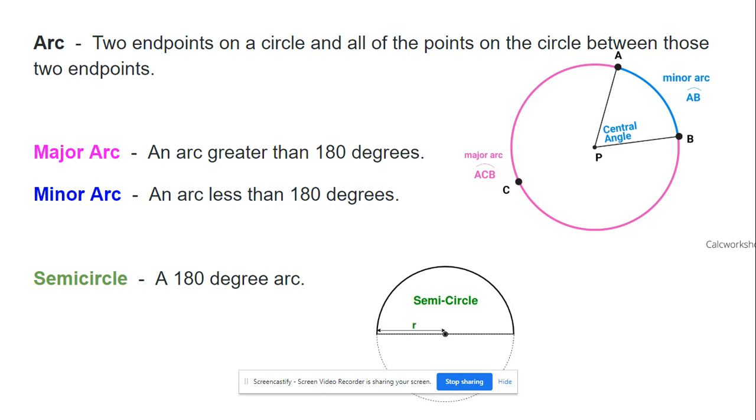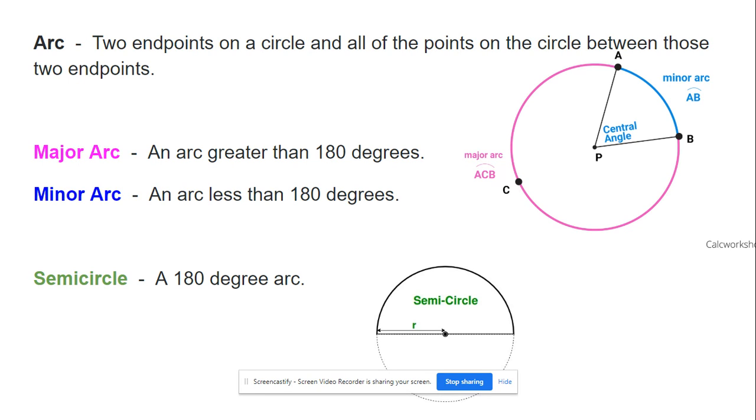Arc is 2 endpoints on a circle, and all the points on the circle between those 2 endpoints, that is an arc. So we have two different types. We have a major arc, which is an arc greater than 180 degrees. So that's the one in purple. It's going around that whole circle. And we have a minor arc, which is an arc less than 180 degrees. So think of major as big, minor as little.